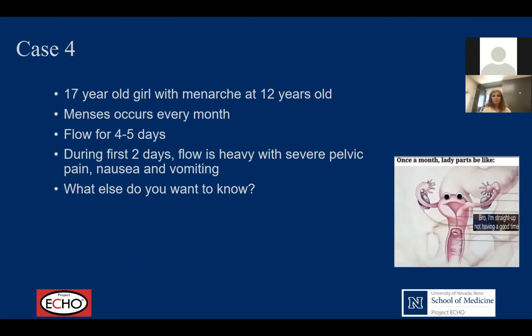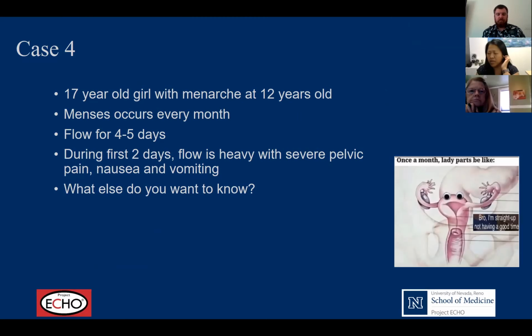Case 4, 17-year-old girl, menarche at 12, so we're 5 years beyond it. Flows pretty normal, but she's having a lot of pain and nausea and vomiting. What else do you want to know?